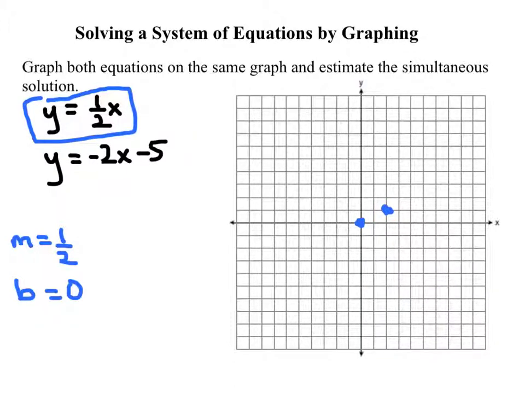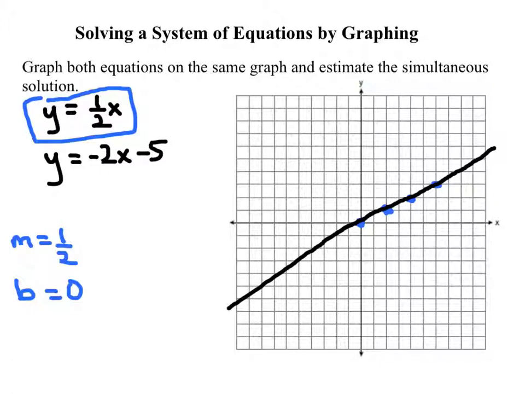And we can keep going if we need to. Up 1 and right 2 again to get the next point. And the next point. So I want to connect my points as accurately as I can so that when I graph the other equation, I'll get an accurate solution. So let me try my best. Usually I'll have a straight edge. So that is the graph of y equals 1/2 x.